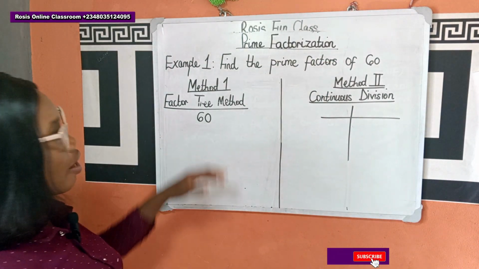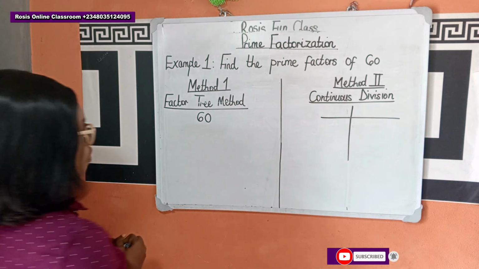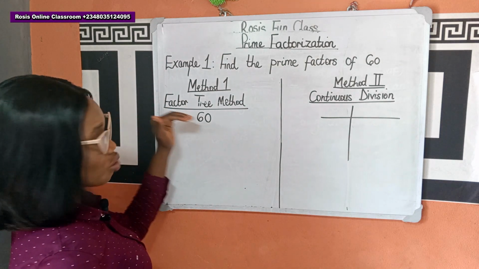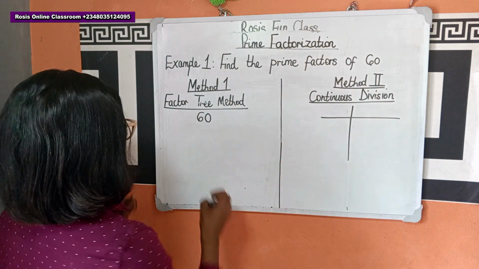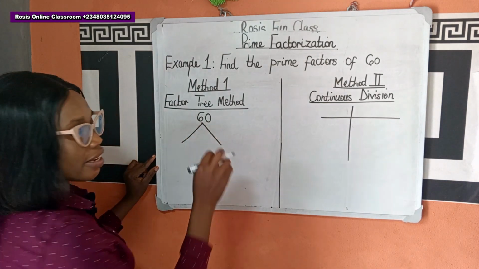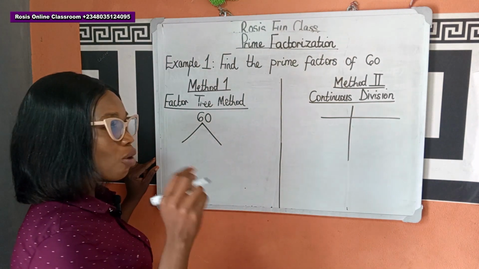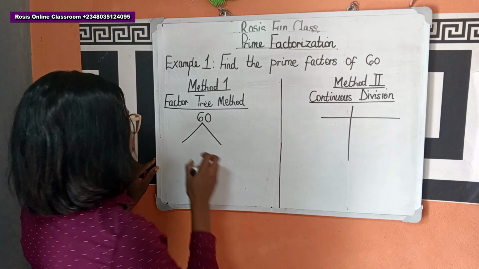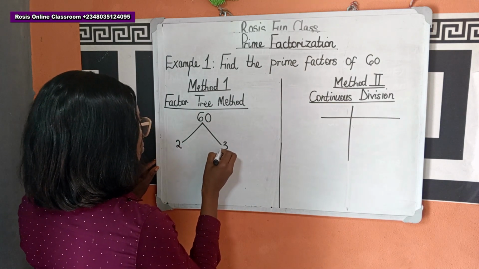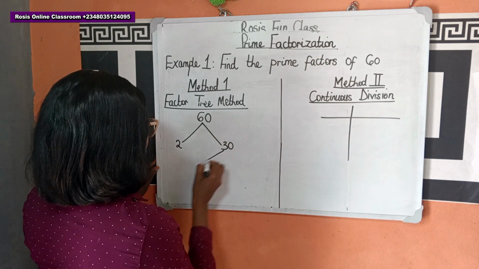Example 1 says, find the prime factors of 60. What are the prime factors of 60? Now, using the factor tree method, we are going to find the factors of 60. 60 is an even number, so we use the smallest even number, 2. 2 into 6 gives us 3. 2 into 0 gives us 0.